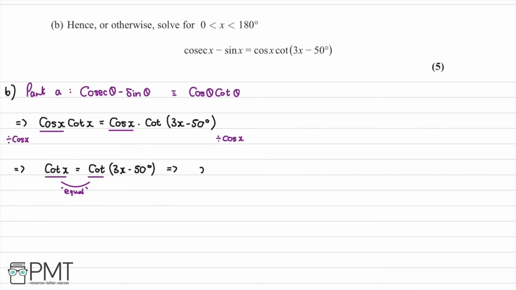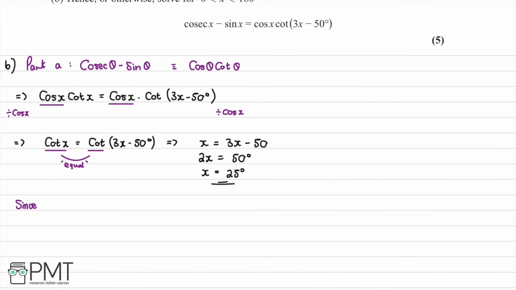So then we have, therefore, that x is going to be equal to 3x minus 50. So we can then solve this. We can say that, therefore, 2x is going to be equal to 50 degrees. And therefore, x is going to be equal to 25 degrees. So then we also know that since cot x has a period of 180, we'll be able to find a second solution. So how are we going to do this? We'll just note that down. We'll say that since cot x has a period of 180, we can find a second solution.